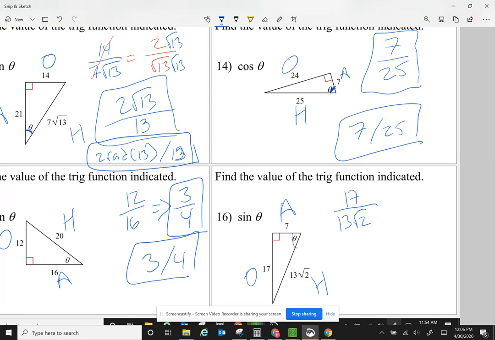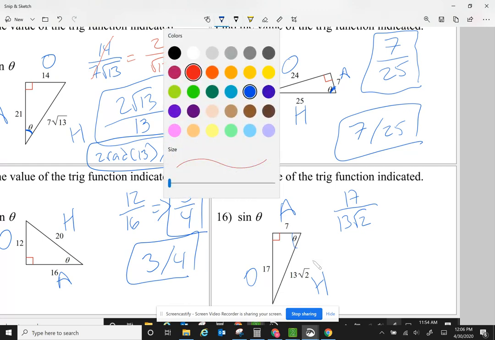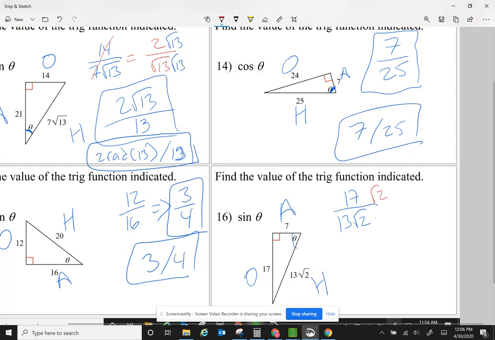However, I have a radical at the bottom. So let me multiply top and bottom by radical 2. So on the top, I have 17 radical 2. At the bottom, radical 2 times radical 2 becomes 2. 13 times 2 is 26.